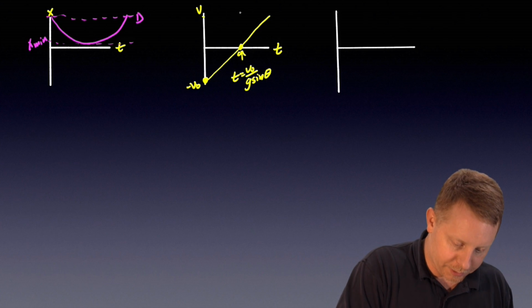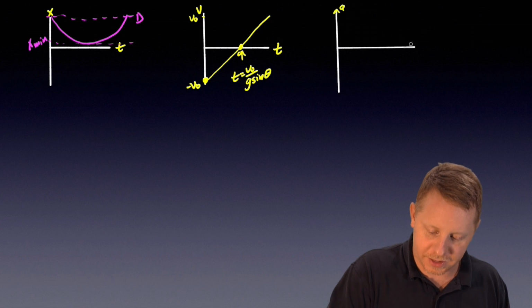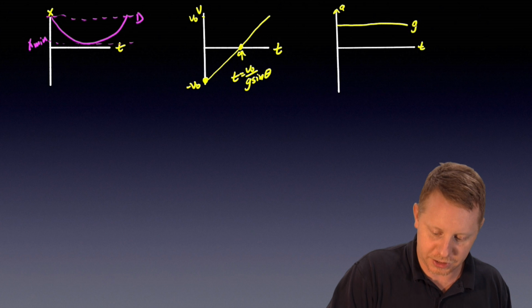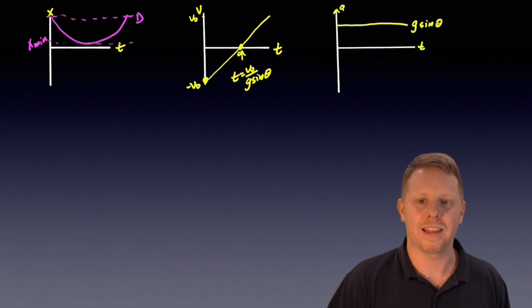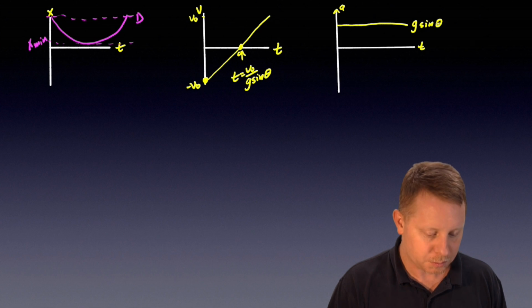And of course, we go up here to v naught. And over here for acceleration, acceleration versus time, that's just going to be our g sine theta. So transferring what we already learned into these graphs.